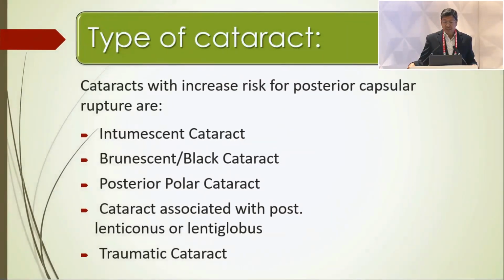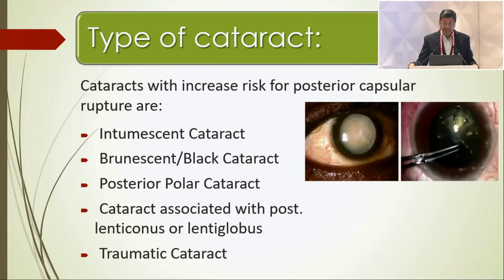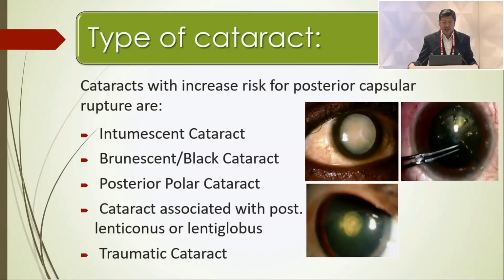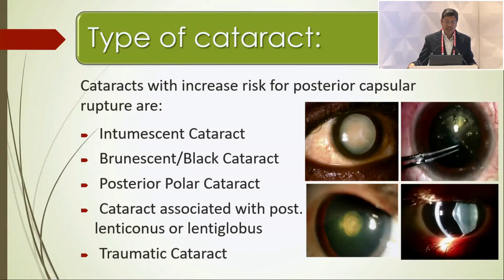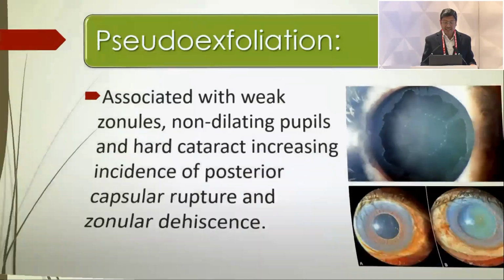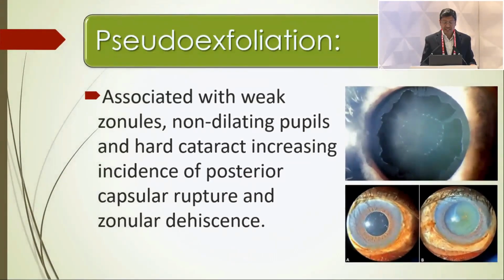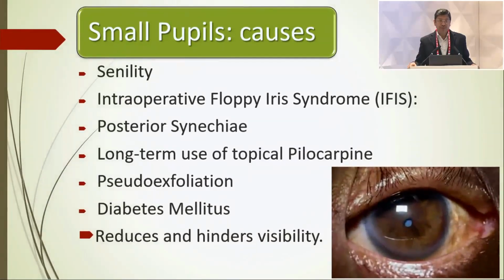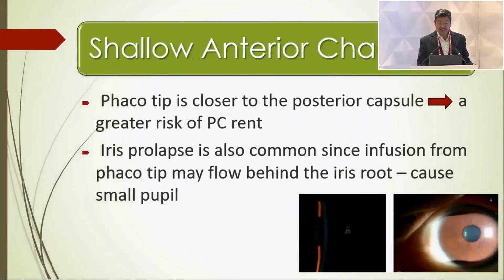Cataracts can cause PC rent, especially if there are intumescent cataracts, black cataracts, posterior cataracts, or cataracts associated with trauma or lenticonus and lentiglobus. These are high-risk cases. Pseudo-exfoliation per se is a high-risk surgery where you have a chance of zonular dehiscence and PC rent. Small pupil is one of the most common causes of PCR due to senility, iris atrophy, posterior synechiae, long-term use of topical pilocarpine, pseudo-exfoliation, and diabetes. So there is a visibility issue and PC rent.